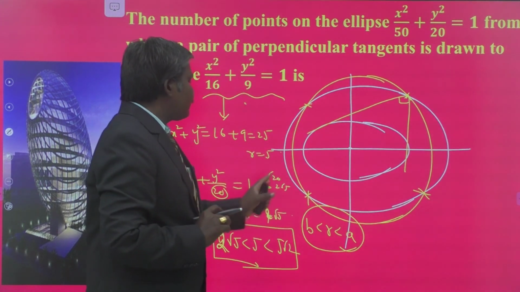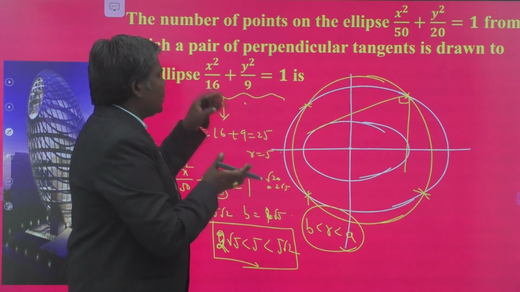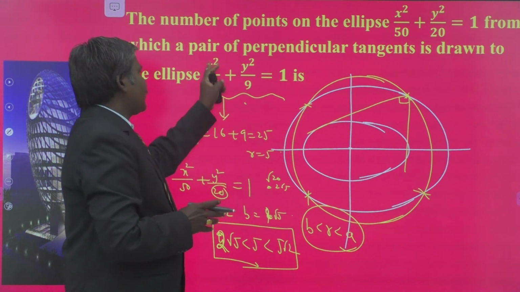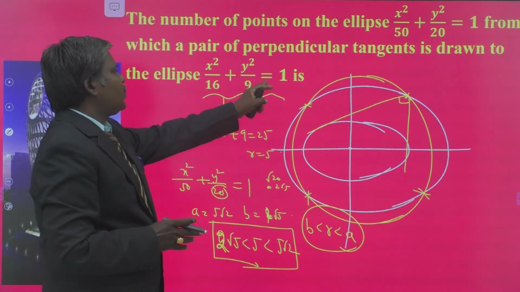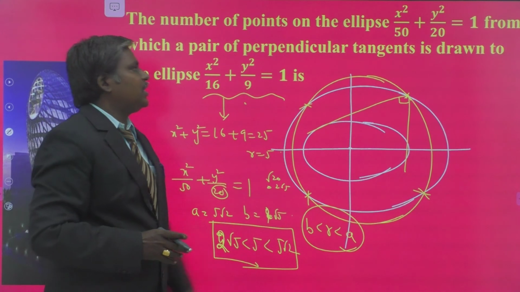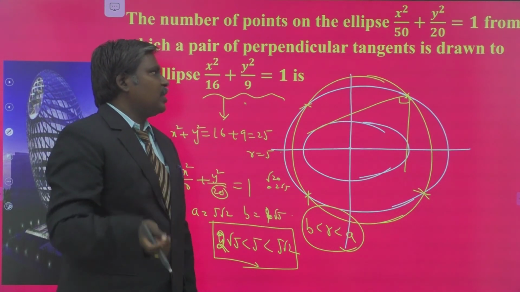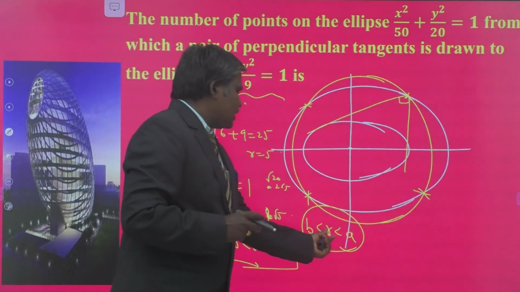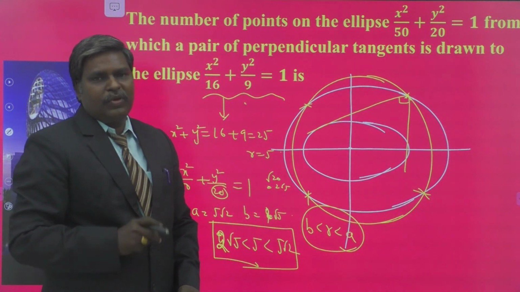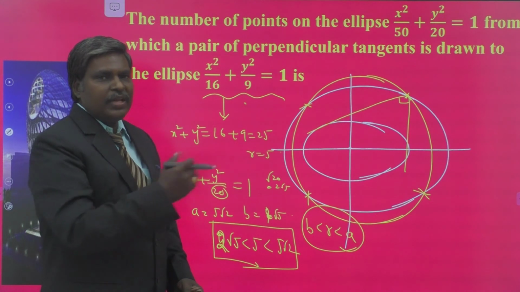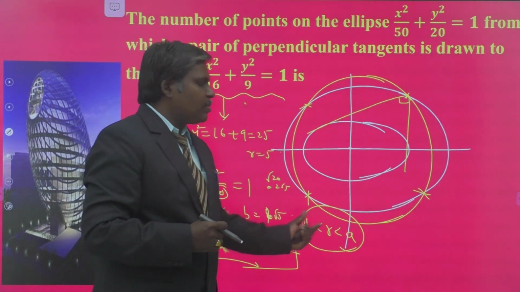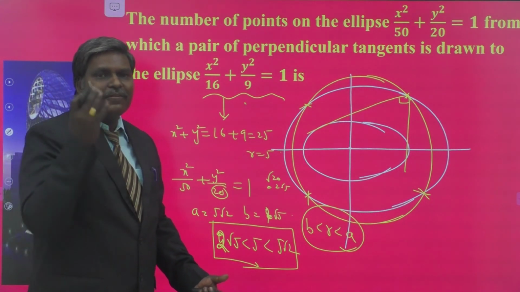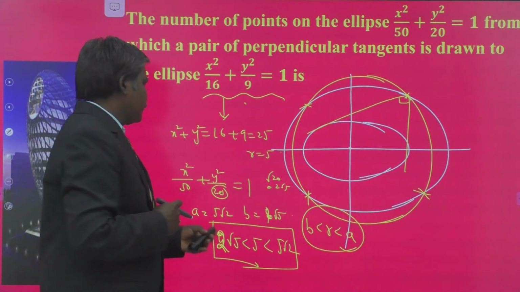What is the answer here? 4 points. So the logic behind this problem is you have to solve with the director circle of x square by 16 plus y square by 9 equal to 1 with that curve, that is x square by 50 plus y square by 20 equal to 1. Don't solve both curves. Use the logic, that is b less than r less than a. If the radius of the circle is in between the semi-major axis and semi-minor axis, then your circle must and should intersect your ellipse at 4 points. Understand?